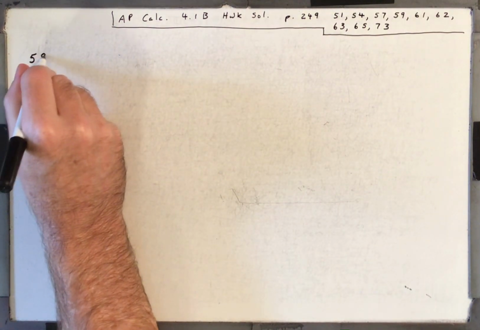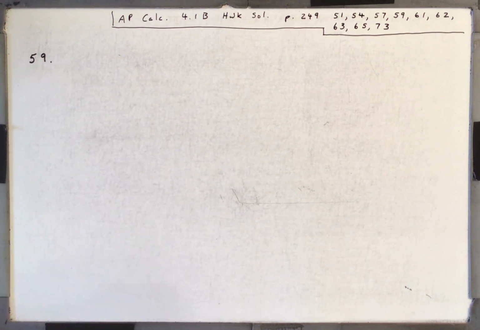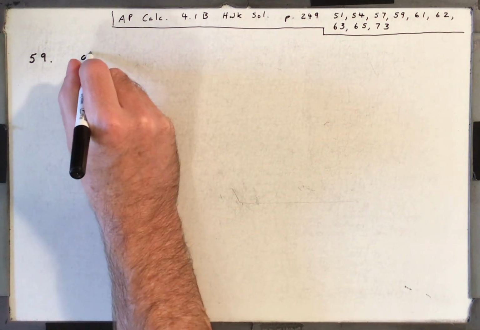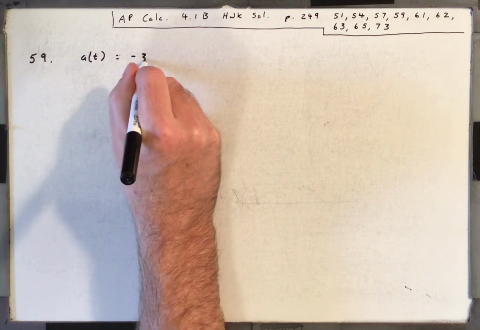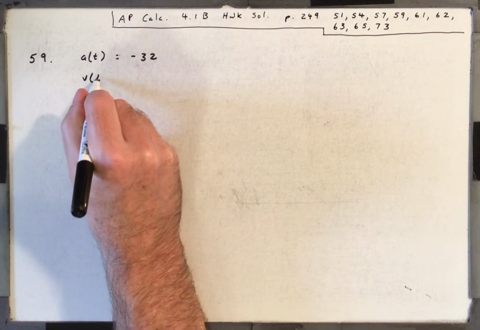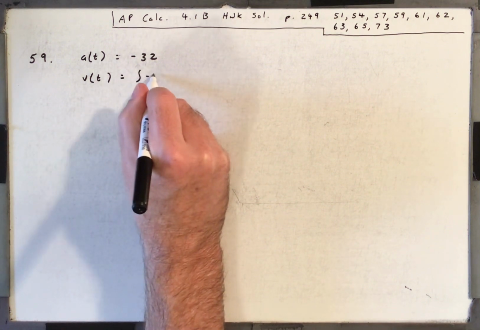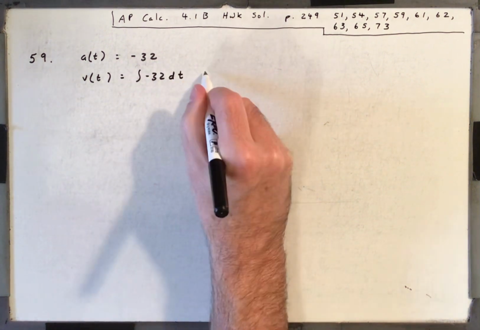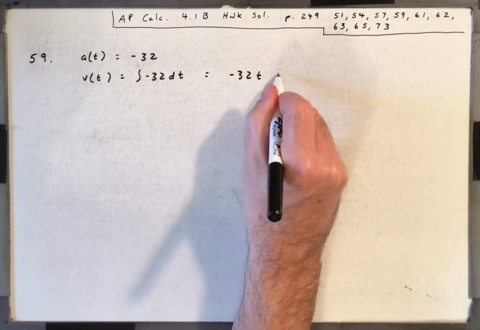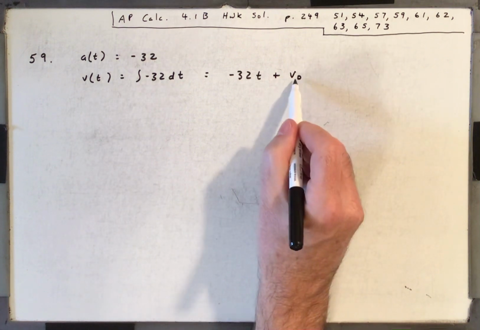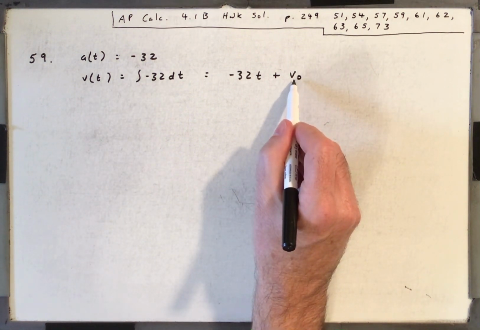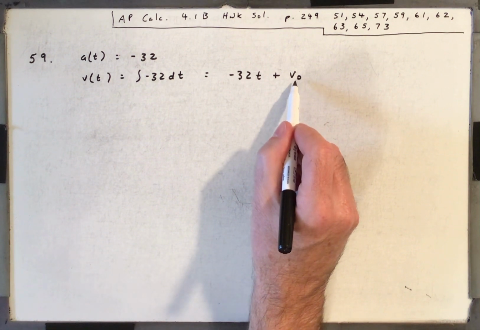Okay, 59. I think 59 is probably the most difficult of these homework problems, but it's pretty cool. So with what initial velocity must an object be thrown upward to reach the top of the Washington Monument, which is about 550 feet? So again, we're starting with A of t is equal to minus 32. V of t is equal to, we're going to integrate minus 32. So that's going to be minus 32t plus our initial velocity. That's what we're solving for. So it's not 0, right? We're trying to figure that out.